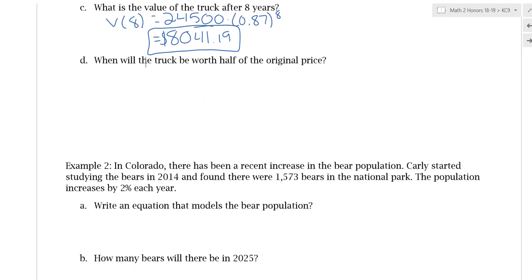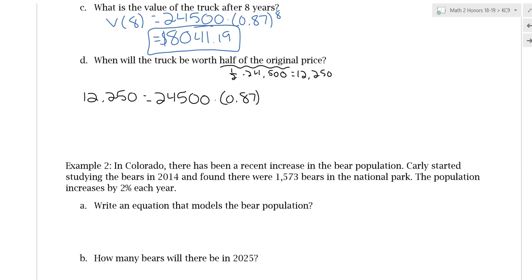And finally, when will the truck be worth half of the original price? Okay, well, half, what does this mean? Half of 24,500 is 12,250. So what we're really looking for is when will the truck be worth $12,250. So that's going to be the cost of our truck, equals 24,500 times 0.87 to the t, and now we're solving for t.